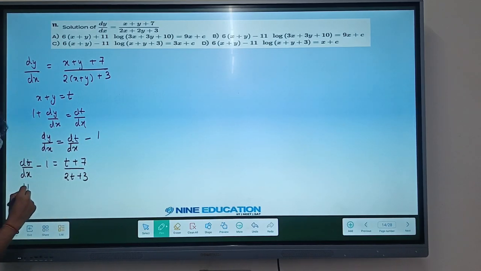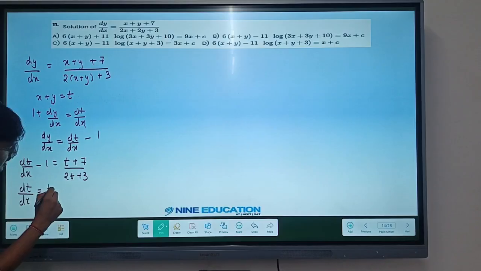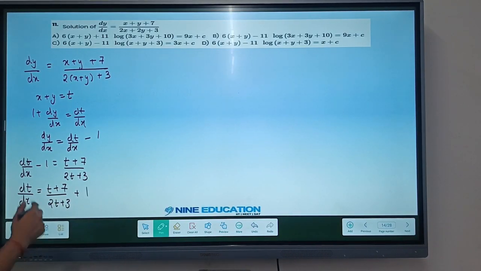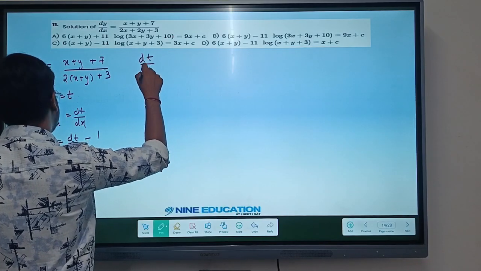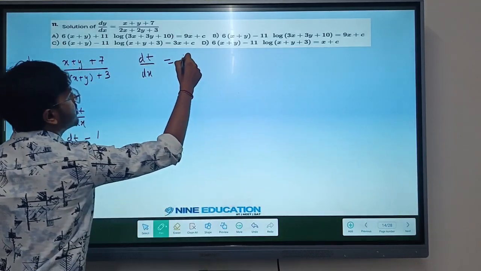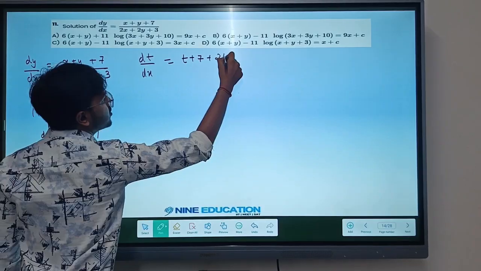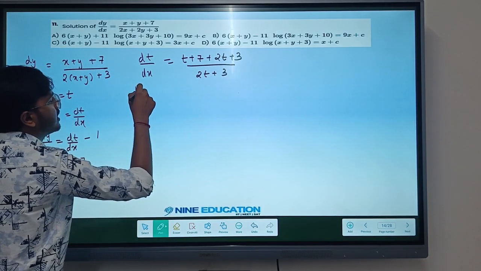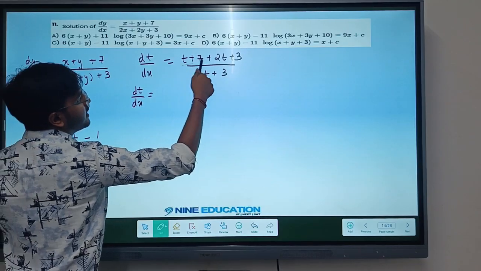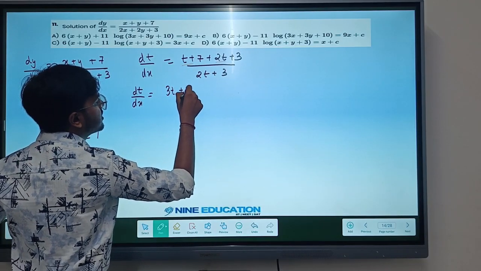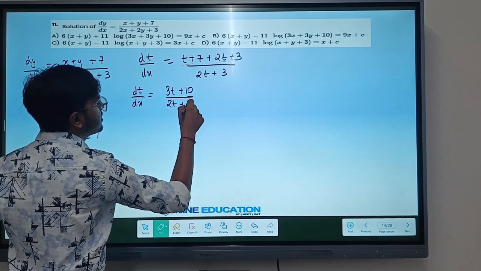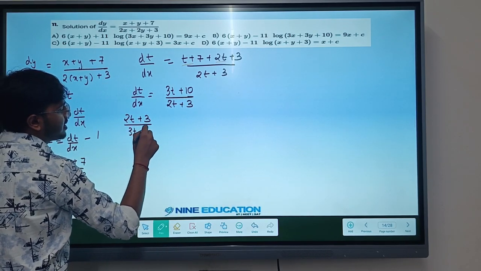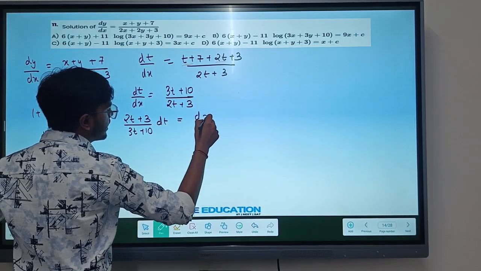Take this 1 over here, we get dt by dx as t plus 7 divided by 2t plus 3 plus 1. If I take LCM, I'll get dt by dx as t plus 7 plus 2t plus 3 divided by 2t plus 3. So dt by dx equal to 3t plus 10 divided by 2t plus 3. So this goes up, 2t plus 3 divided by 3t plus 10 dt is equal to dx.